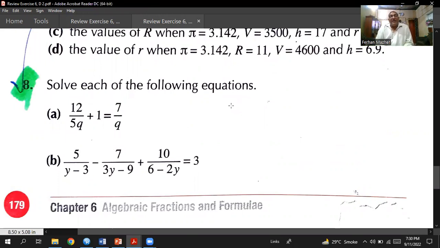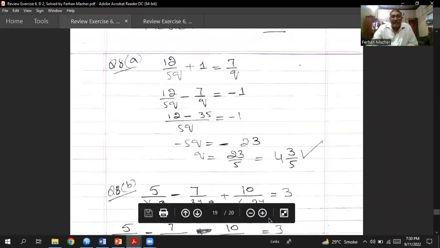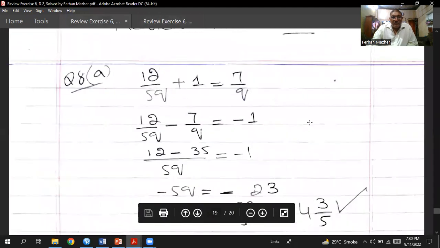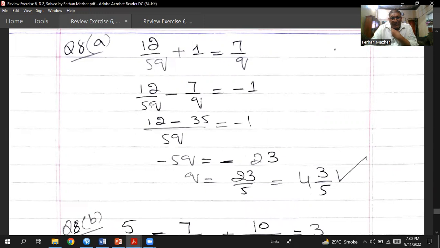You have 12 divided by 5q, plus 1 equals 7 by q. So the q is on the two sides, and I want the value of the q. Now I will take the LCM here. I have brought the 7 by q to this side, so it will subtract here. So you have 12 divided by 5q minus 7 by q equals minus 1.